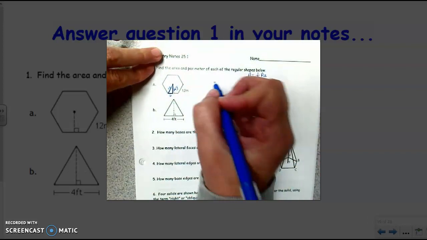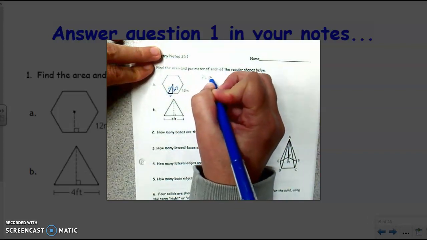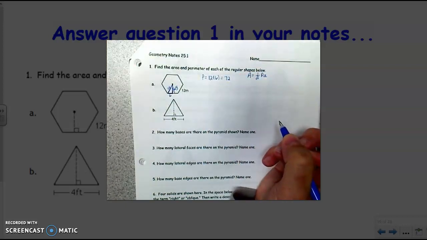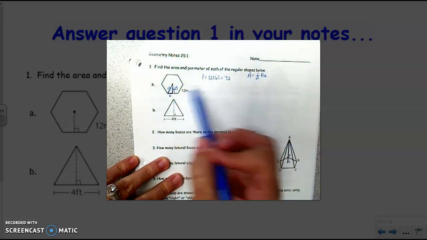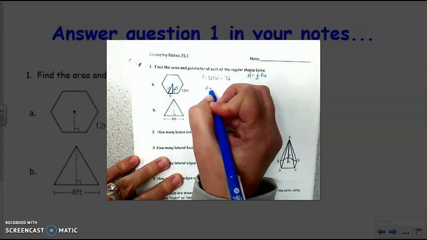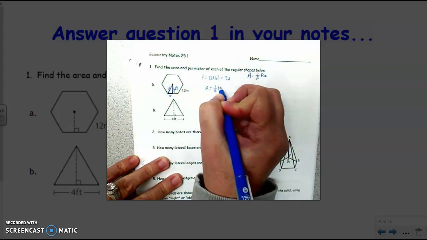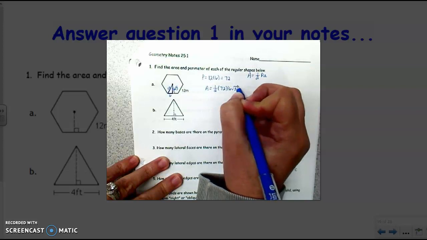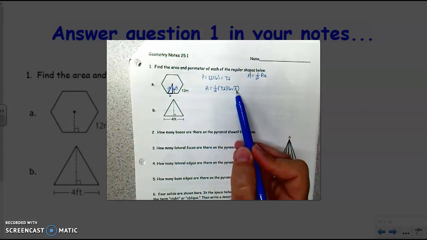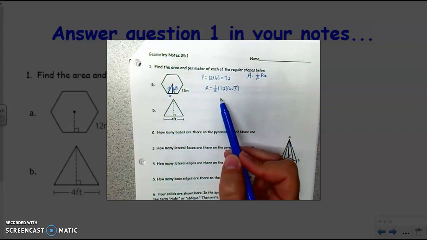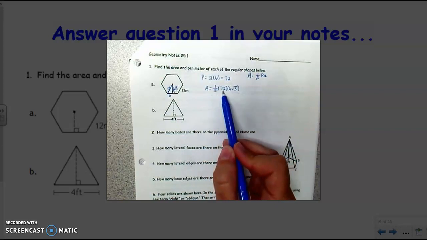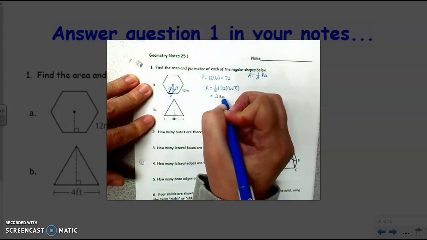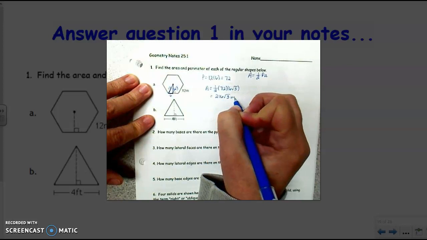So this has 6 sides. So the perimeter would be 12 times 6, which is 72. And then to find your area, you're just going to plug in the apothem and your 72. So area is equal to 1/2 times the perimeter times 6 square roots of 3. And we're going to leave this in radical form. So we are just going to multiply. Half of 72 is 36. Times 6 is 216. So this would be 216 square roots of 3 meters squared.